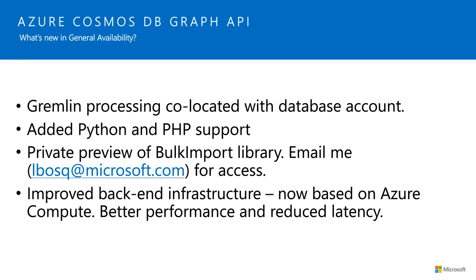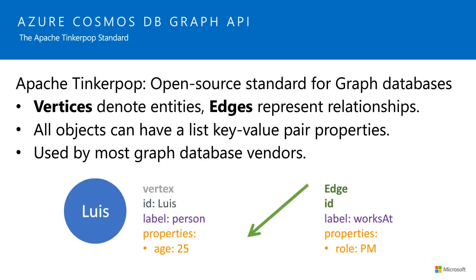These are maintained by the Apache Tinkerpop framework, as well as some members of the open source community. We have a private preview of a bulk import library. This is a C# library that can be integrated with an application such that you can insert nodes and edges, vertices and edges, in bulk into a graph database account. Okay, so let's dive a little deeper into what a Tinkerpop graph is. Tinkerpop is what's called a property graph. A property graph is centered around the relationships that you can create in data, as well as the properties you can store in either the relationships or the vertices.